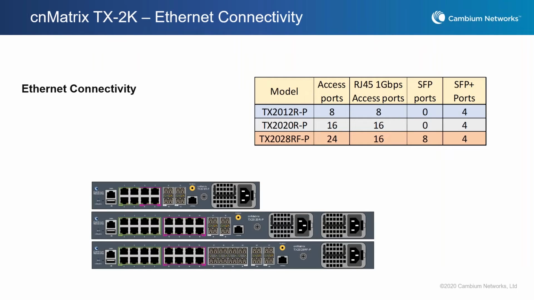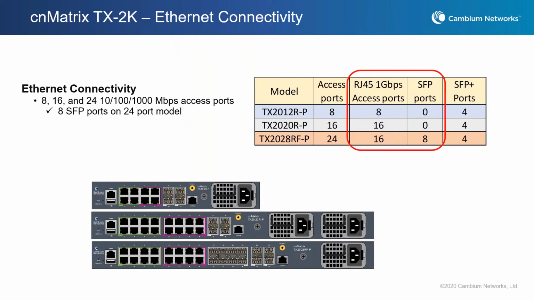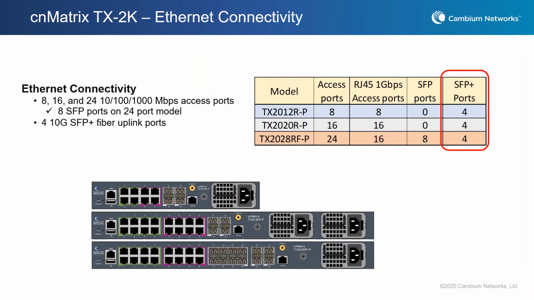Let's dive a little bit deeper on the Ethernet connectivity. So I told you that we have 3 switches, 8 access ports, 16 access ports, or 24 access ports. But what's unique here on the 24 port switch, those 24 access ports are made up of 16 RJ45 copper ports and 8 1 gig SFP ports. So you get some fiber connectivity in there as well. Now, in addition to these 8, 16, and 24 access ports, you also get 4 10 gig SFP plus fiber uplink ports.